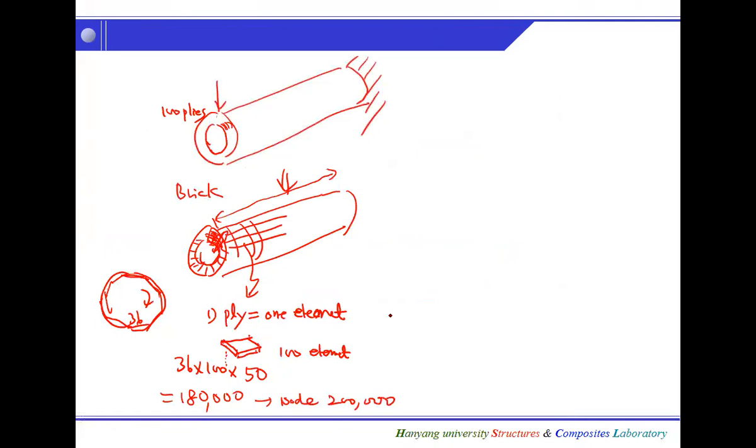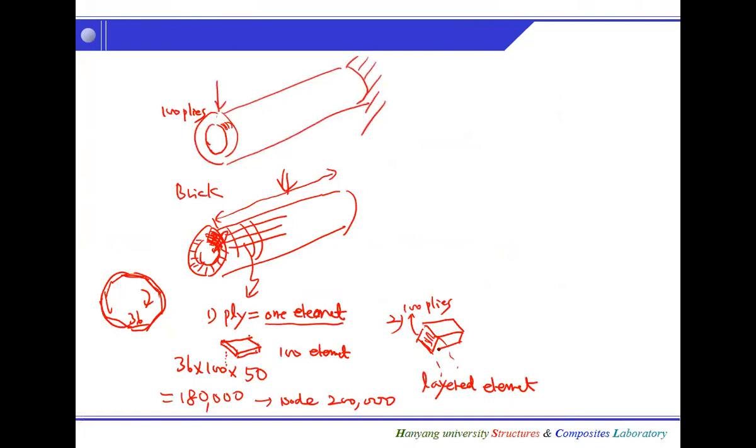The second way with a brick element is that you just use one big element, okay? From here to there, we just use one brick element. Now this guy has multiple layers. How many layers do we have? Inside we have 100 plies. But we just need one big element. This is called a layered element. This is one element, but with layered material. For a layered element, you need to specify all the layup sequence.